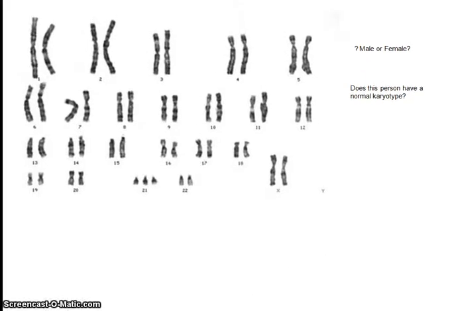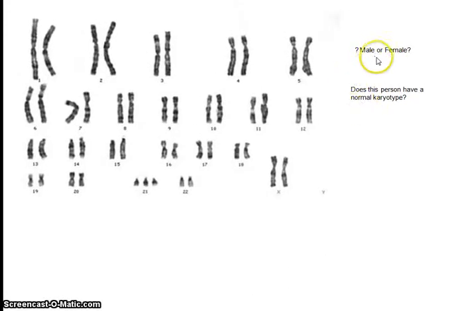So if I look at this karyotype, is it a male or is it a female? You look at all the 23 pairs and you get down to the sex chromosomes and it has 2 X's, so therefore this is a female karyotype. Then it says, does this person have a normal karyotype? Notice at the 21st pair there are 3 chromosomes, which is not good, and this is called trisomy 21 or Down syndrome.